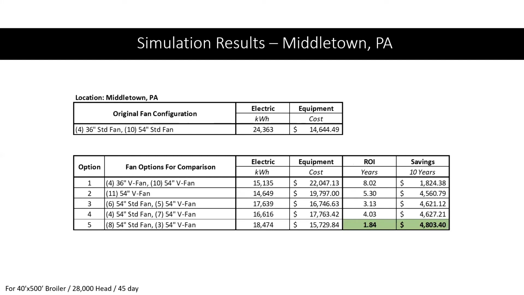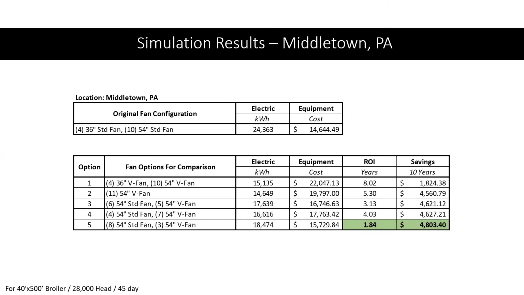So for the simulation that we're going to discuss now and some of the results, we started with an original fan configuration of 4 36-inch standard fans and 10 54-inch standard fans. And this is the Middletown case that we've been talking about, where we had about 24,000 kilowatt hours in electric, but the equipment cost was 14,000. So we tried 5 different scenarios.